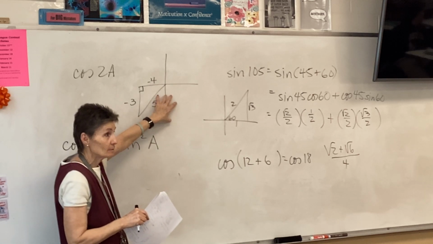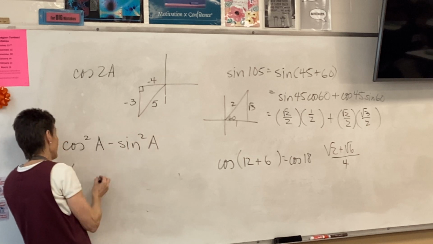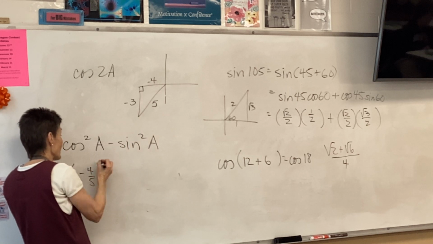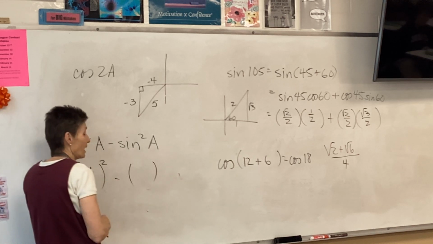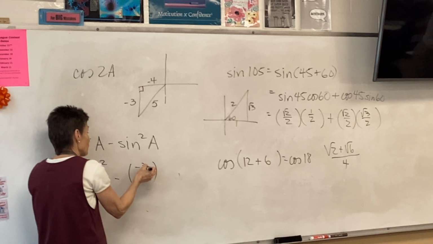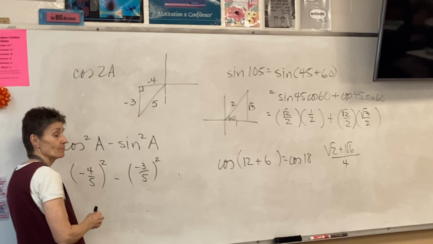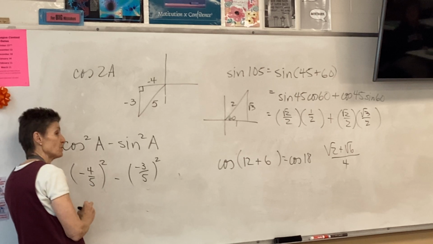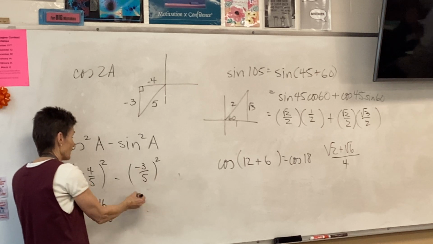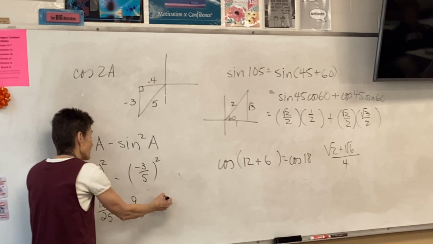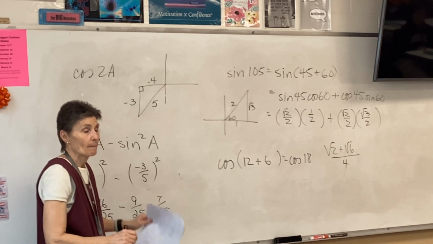Here's my picture. In that picture right there, what is the cosine? -4/5, and I am squaring it. What is the sine? -3/5, and I am squaring that. So what's negative 4/5 squared? 16/25, minus 9/25. So the answer to the problem is 7/25.